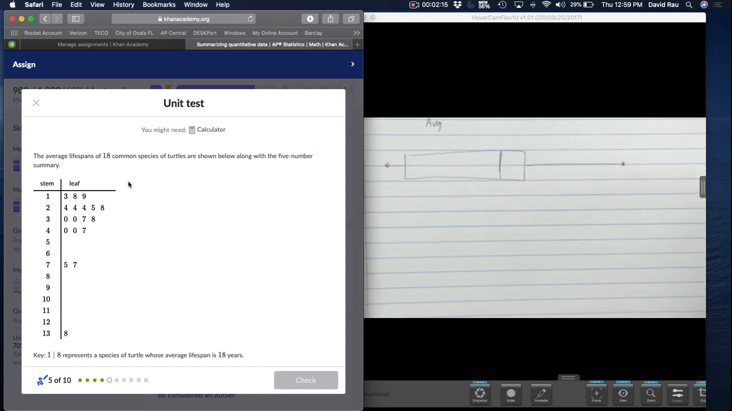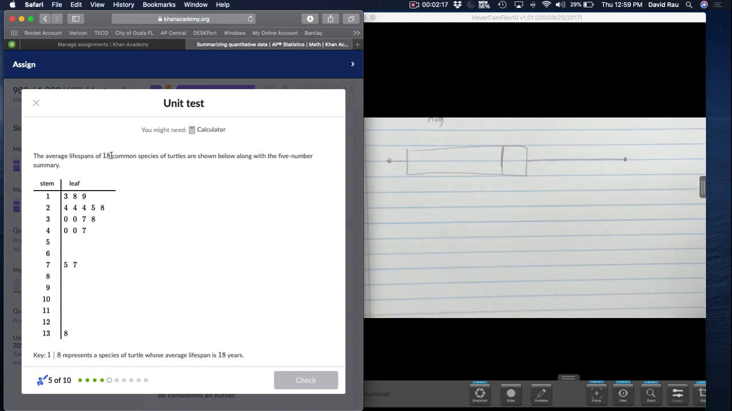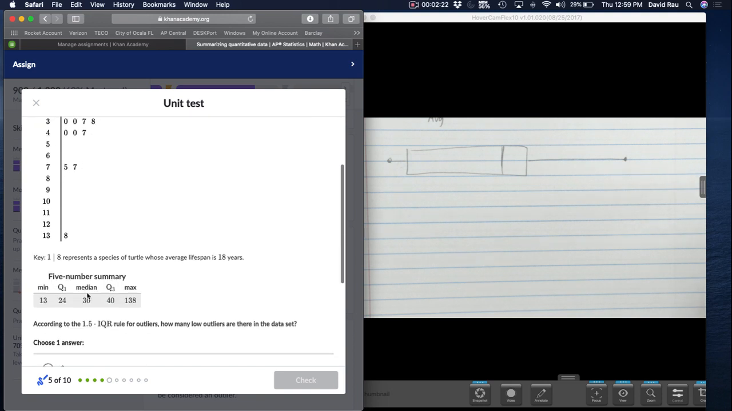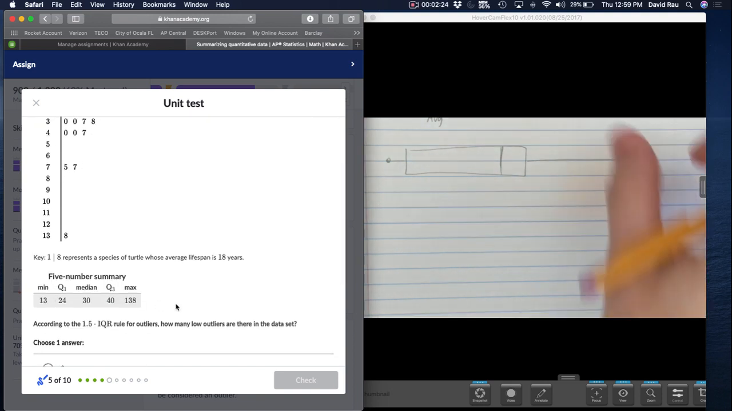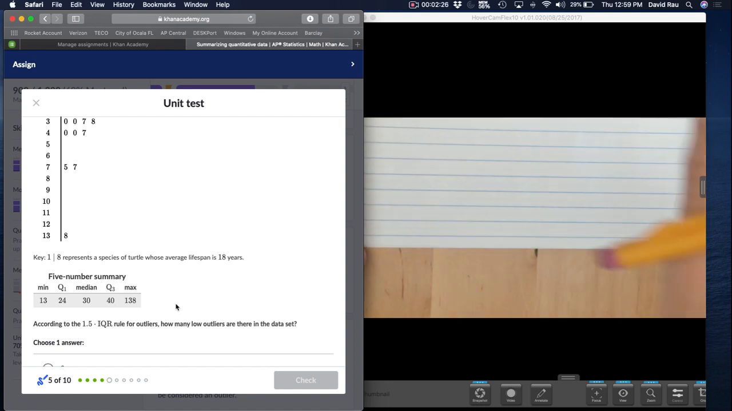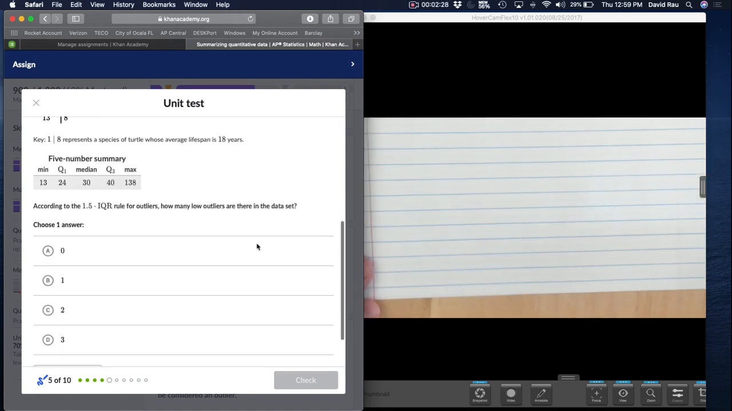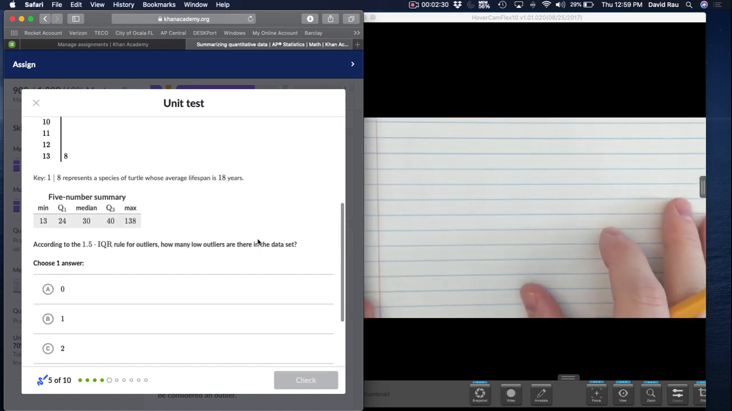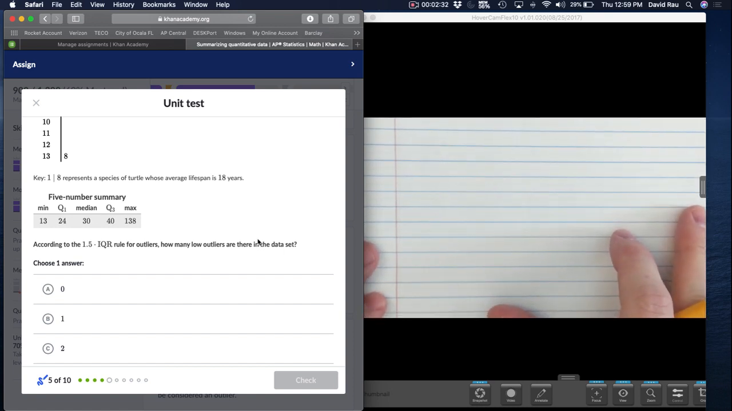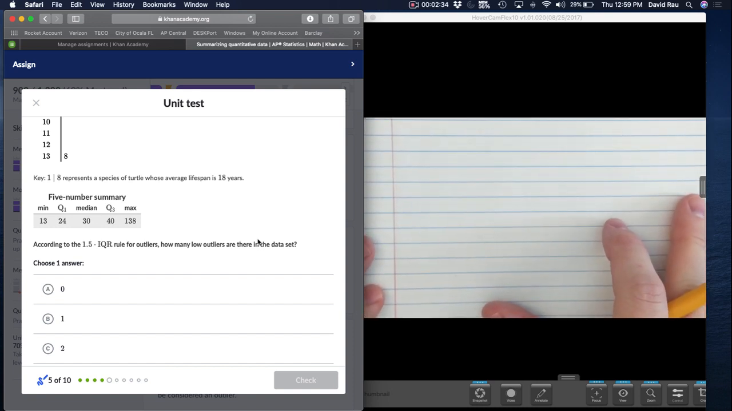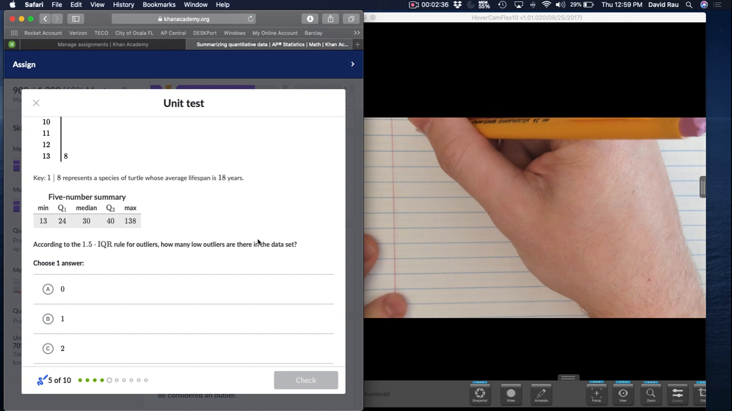All right, now we have a stem and leaf plot. It says the average lifespan of 18 common species of turtles are shown below, and then they also give us a 5-number summary. And the question is, according to the 1.5 IQR rule, how many outliers are in the data set? And the 1.5 IQR rule is a typical question that you'll see in the AP exams. This is definitely a good one to know.